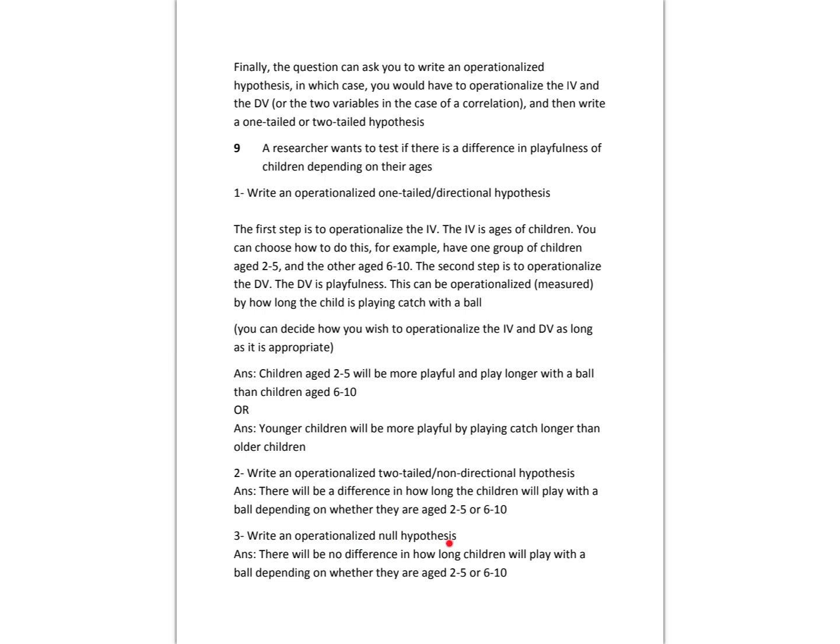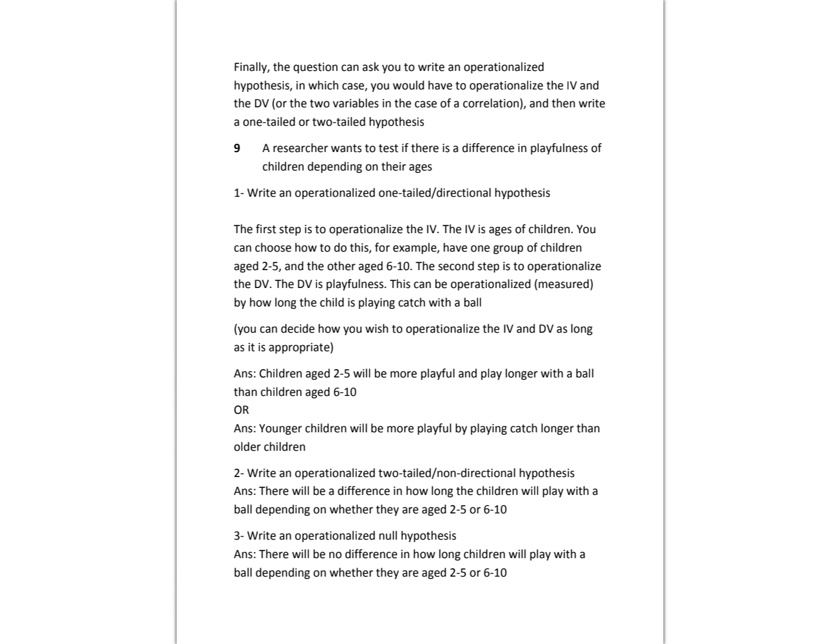Right, an operationalized null hypothesis: there will be no difference in how long children play with the ball depending on whether they are age 2 to 5 or 6 to 10, or any difference in how long children play with the ball depending on whether they are age 2 to 5 or 6 to 10 is due to chance. If I write there will be no difference in playfulness depending on the ages of the children, that is not operationalized. If I write there is no difference in playfulness depending on whether children are age 2 to 5 or 6 to 10, that is also not completely correct because I haven't operationalized playfulness.